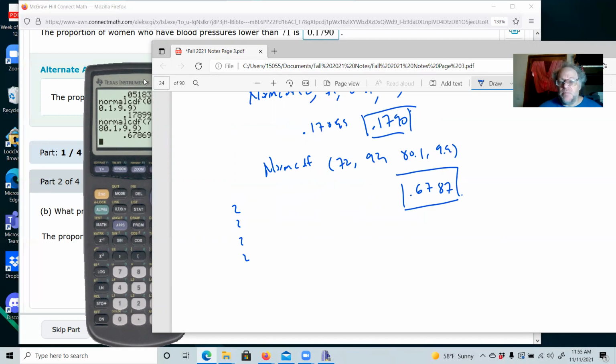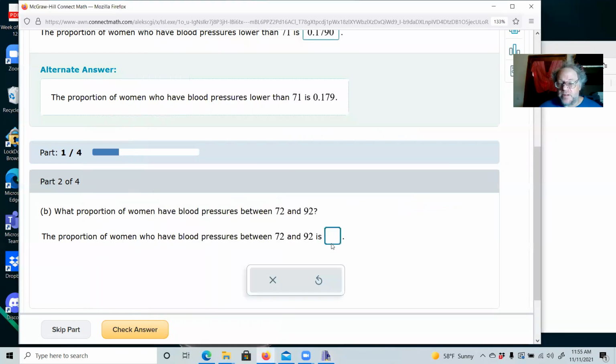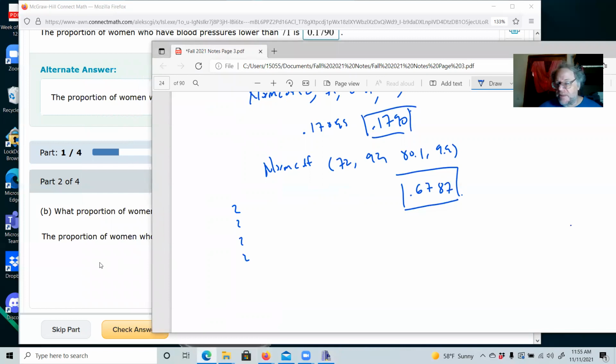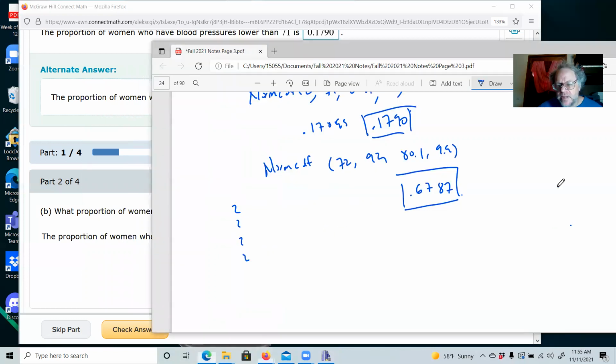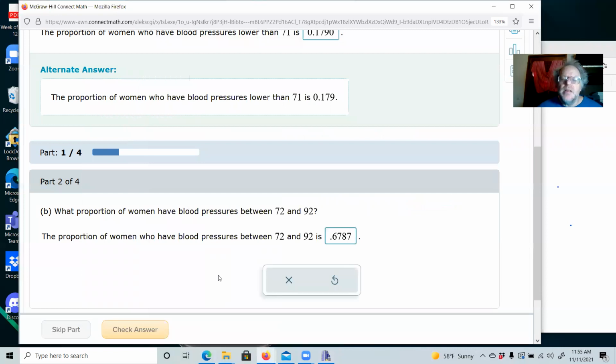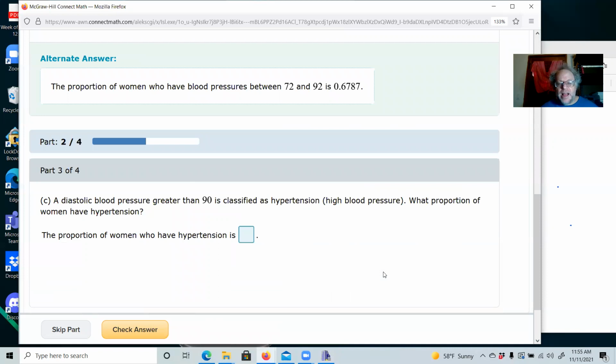Testing yourself is the most effective way to study. The med schools are the ones that did this research because they want people to pass their classes. They're paying an awful lot of money, they don't want dropouts. Okay, so this is 0.6787. They want to be paid. So as you're going through and doing these, testing yourself to make sure you're getting them right is the single best way to study.